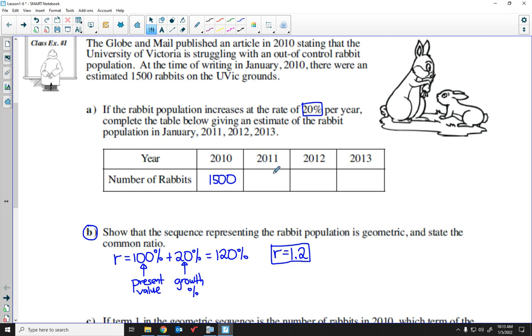Now that we know the common ratio, we can calculate what the rabbit population in these following years would be. All you do is take this number and start multiplying by 1.2. If you multiply this by 1.2, it would give you 1,800. And if you multiply this number by 1.2, you would get 2,160. And if you multiply this by 1.2, you would get 2,592. So I've represented this rabbit population growth as a geometric sequence.